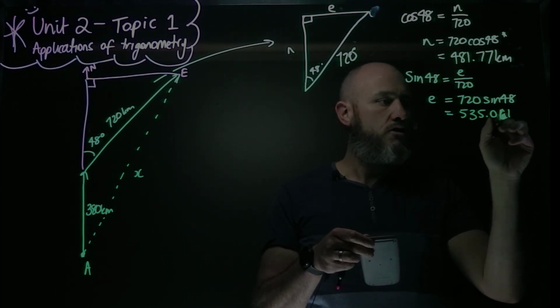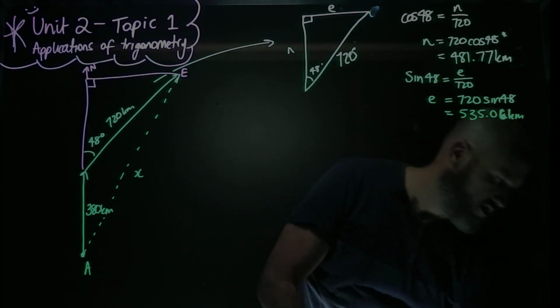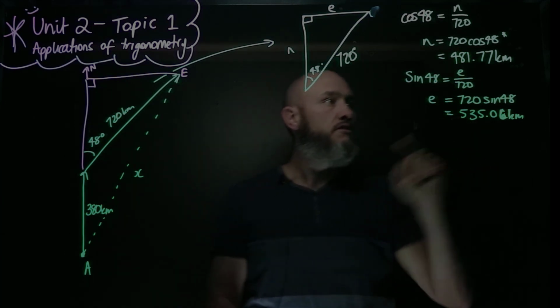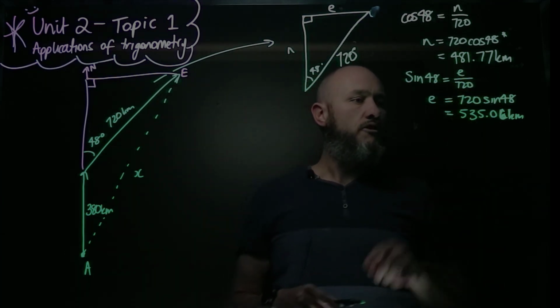Oops. I was thinking kilometres. Now, there we go. 0.06 kilometres. That's a 6. So, 481 and 535.